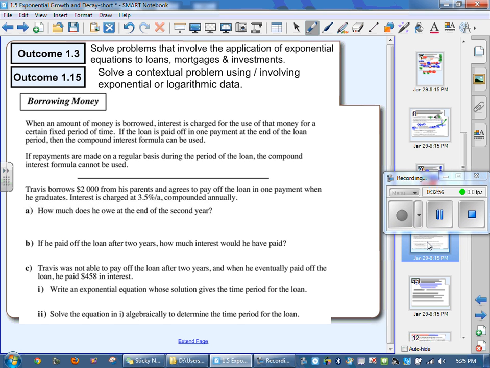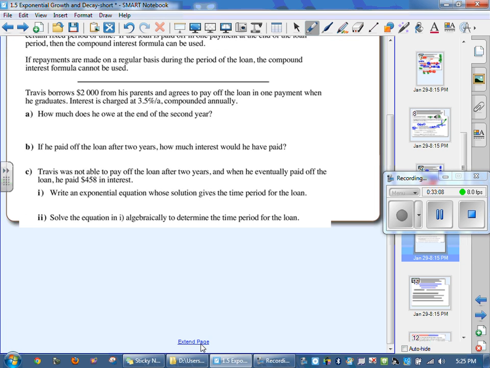So, let's take a look. Travis borrows $2,000 from his parents and agrees to pay off the loan in one payment after he graduates. Interest is charged at 3.5% per year, compounded annually. So, do I have to do anything to N and I? No, because it says annually. Okay? But his parents are charging him interest.